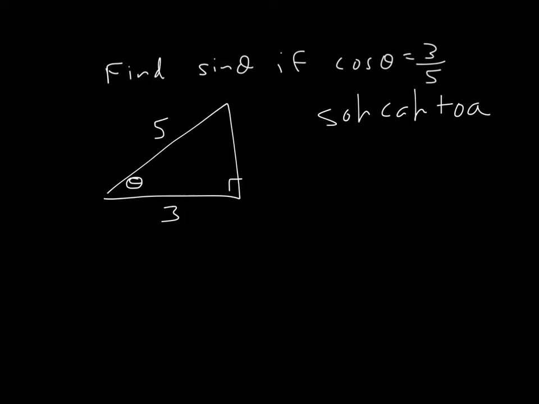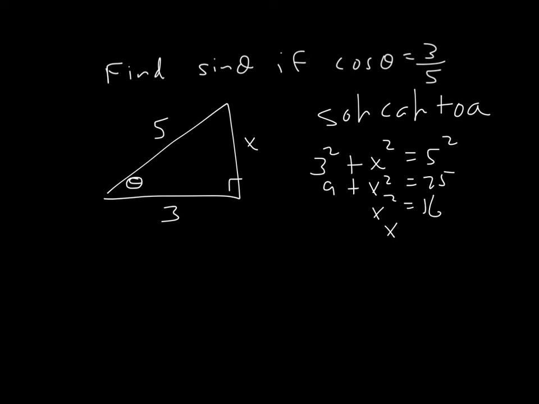The reason I put the 3/5 in here was because I know cosine is adjacent over hypotenuse. I want sine, and I know that's opposite over hypotenuse. I need this side. Once again, we're going to do 3 squared plus, let's call it x, we can call it whatever we want here. So 3 squared plus x squared equals 5 squared. That's 9 plus x squared is 25. x squared equals 16. Square root, you get 4.